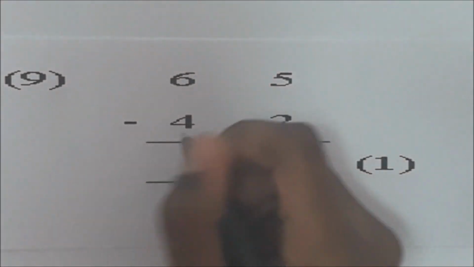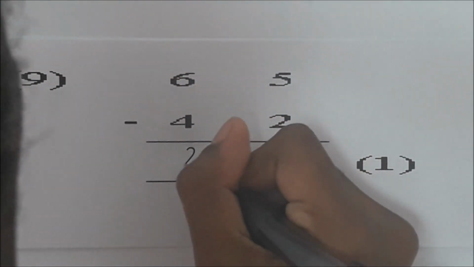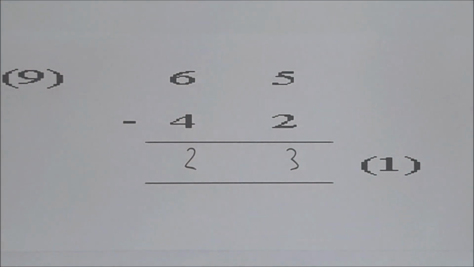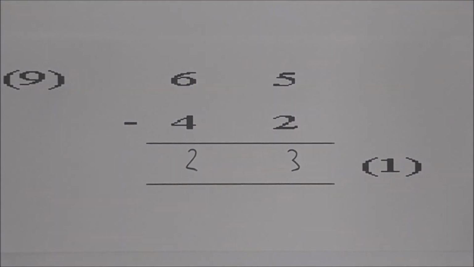Okay, Sky, let's work it for them. Tell us what you're doing. 5, take away 2. Right. That's 3. 6, take away 4. That's 2. Very good. 23 is the answer. Hope your child got it correct at home. Very good, Sky.